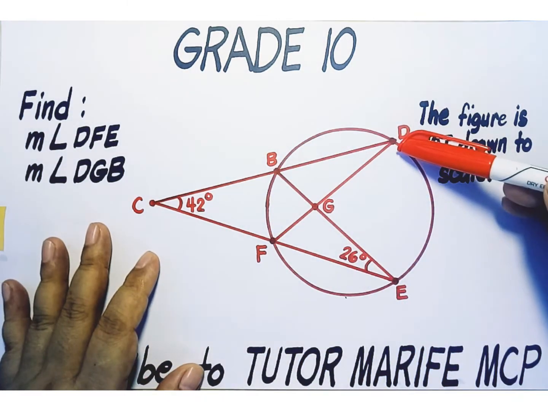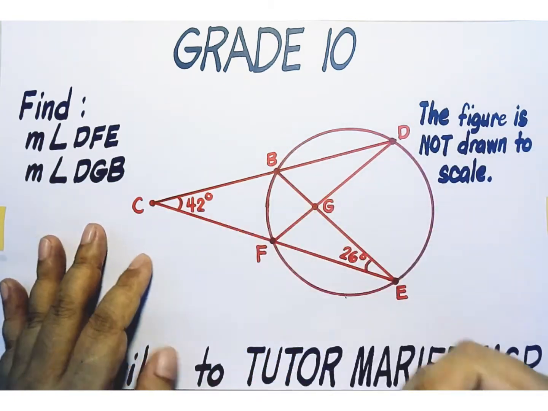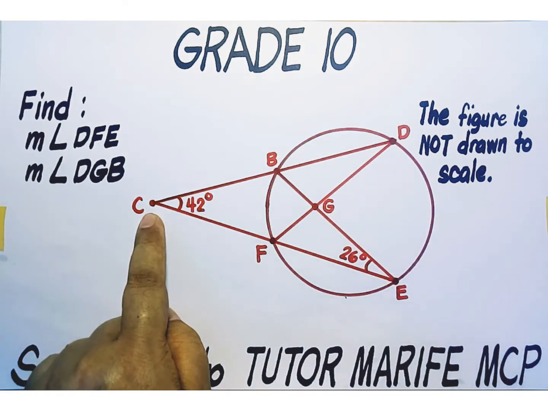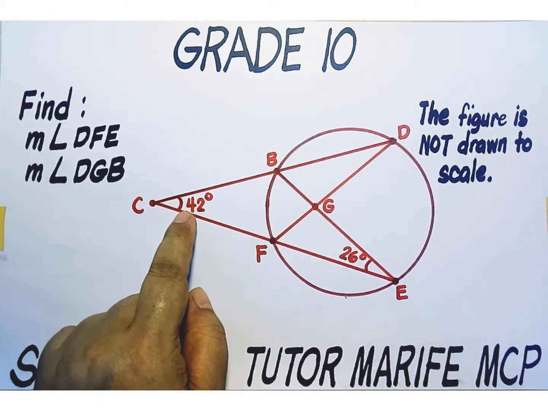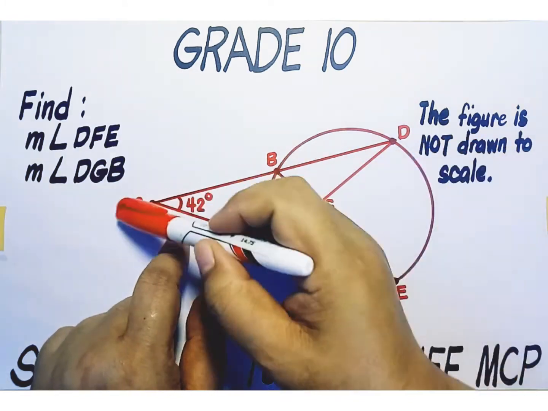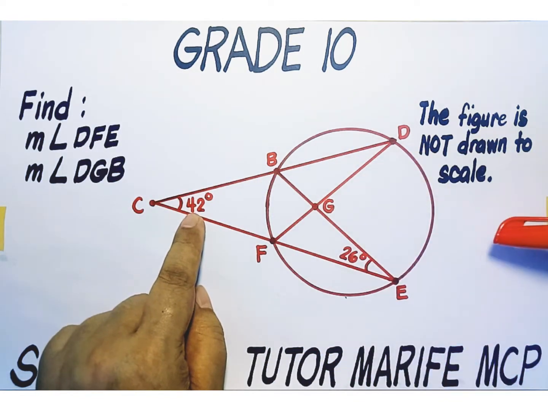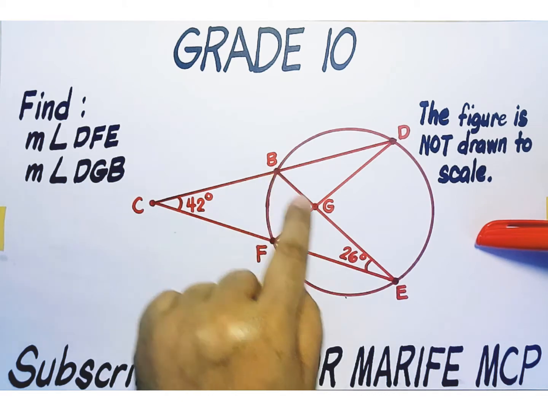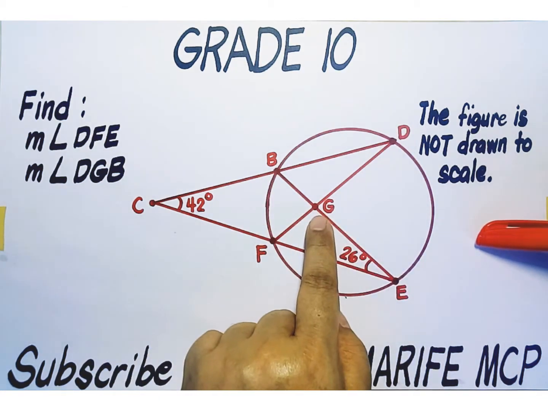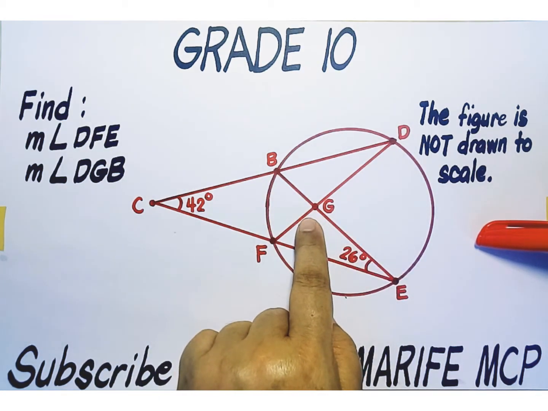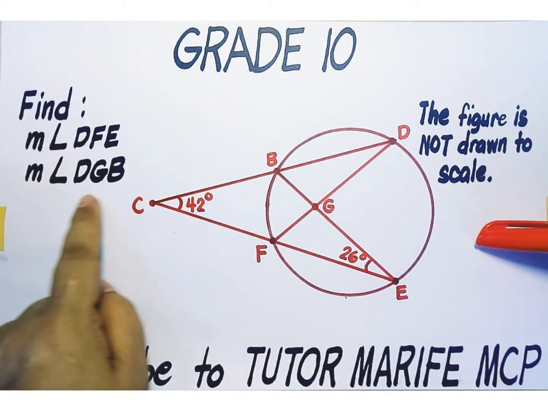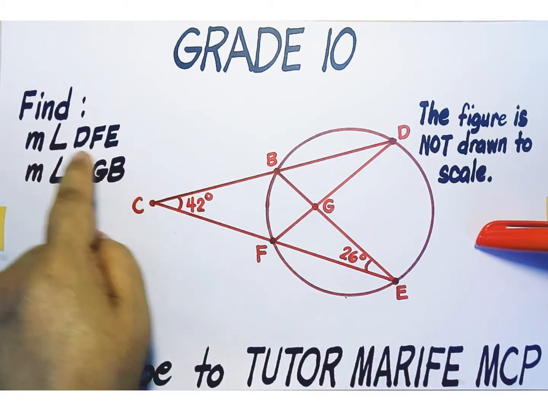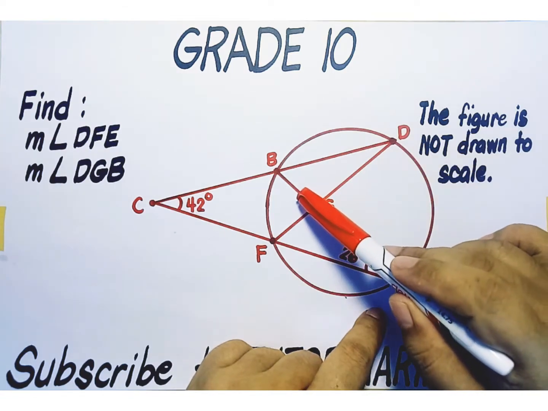As you can see, we have two secants intersecting at a point outside the circle at point C. The measure of the angle formed by the two secants is given. It's equal to 42 degrees. We also have two chords intersecting inside the circle. One of the angles formed by the two intersecting chords is unknown. We are going to look for the measure of angle DGB. This is angle DGB.